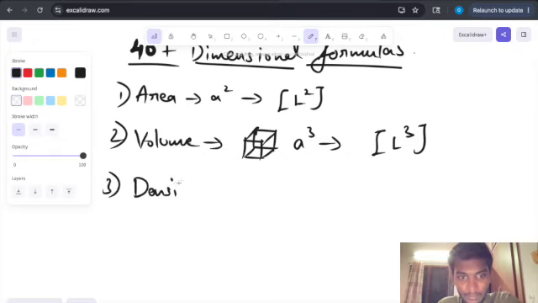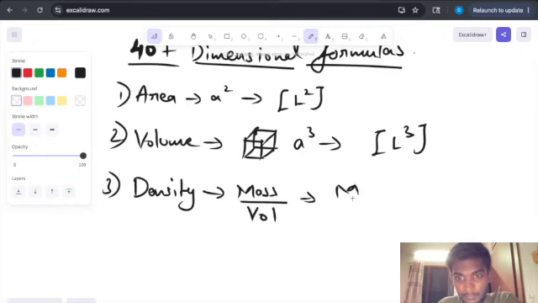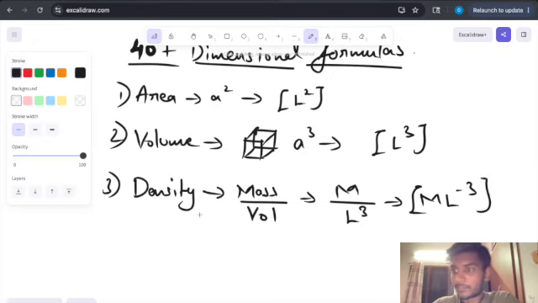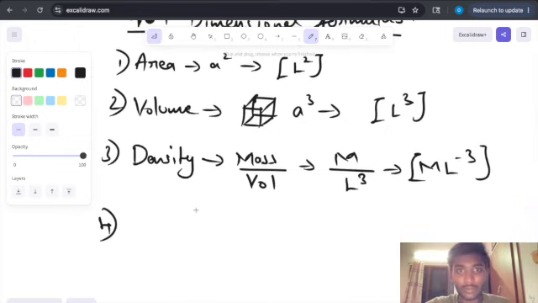Thirdly, density. Density is mass by volume. So mass is M, volume is L cube. So this will give me ML to the power minus 3. This is the dimension of density. If you have any doubts, like what is L, what is M, you can refer to my previous video where I have explained in detail what those fundamental quantities are and why we write dimension formulas like this.